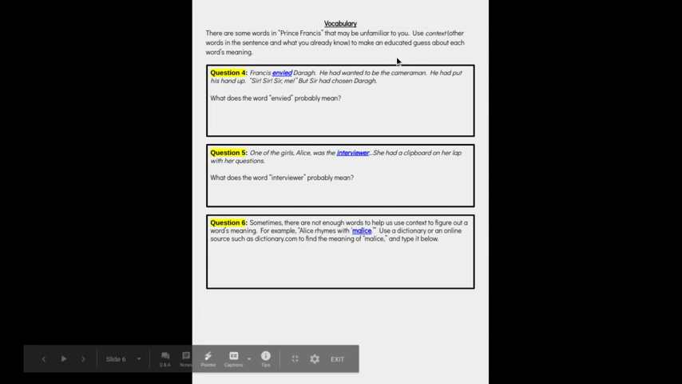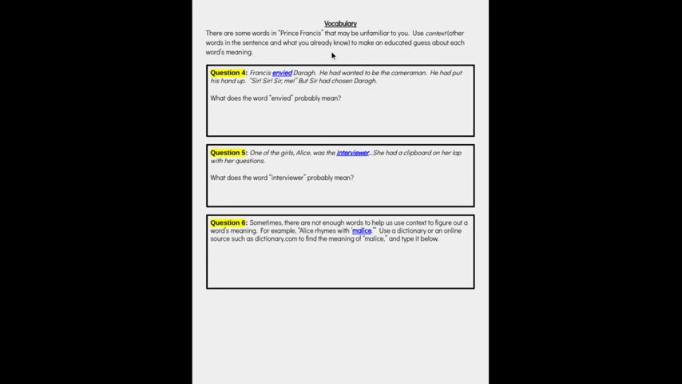This is some vocabulary. There are going to be some words in Prince Francis that may be unfamiliar to you. Use your context, which is other words in the sentence, and what you already know, to make some educated guesses about the word's meaning. So for example, question 4 says, Francis envied Dara. He had wanted to be the cameraman. He had put his hand up. Sir, sir, sir, me. But sir had chosen Dara. What does the word envied probably mean?